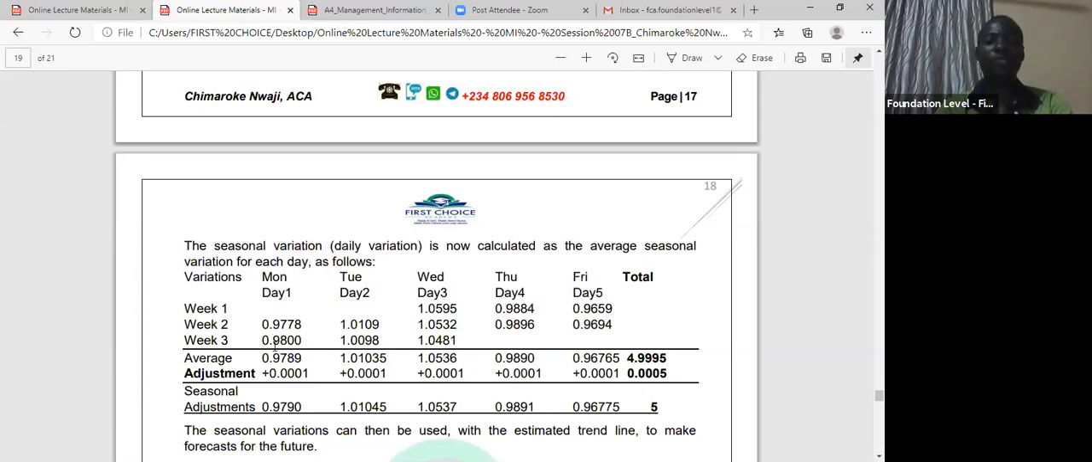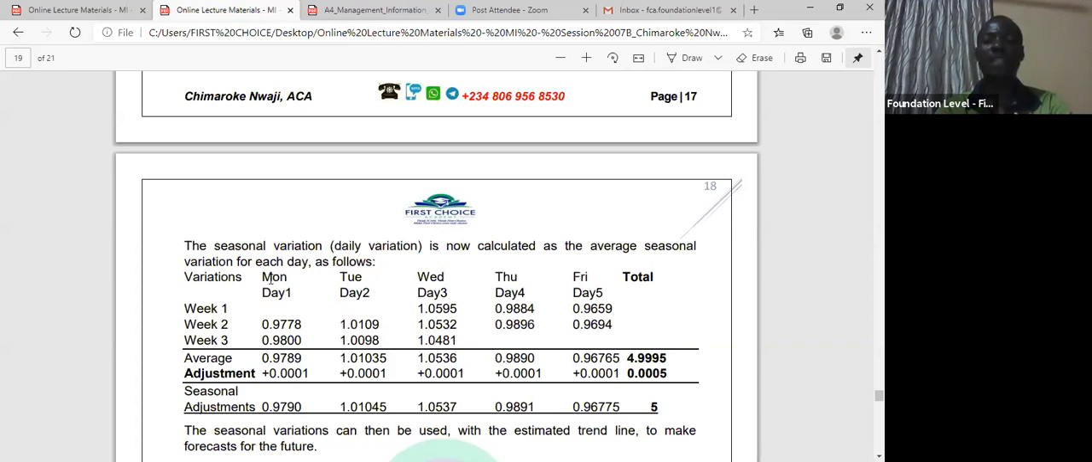You add these 2 divided by 2, you get this. Add this 2 divided by 2, you get this. Add this 3 divided by 3, you get this. Add this 2 divided by 2, you get this. Add this 2 divided by 2, you get this. Now, when you add all of these averages, it is giving you 4.9995. What's the difference? You are supposed to get 5 because we did a 5-day moving average.